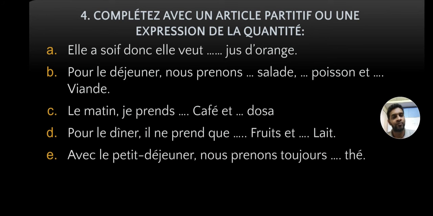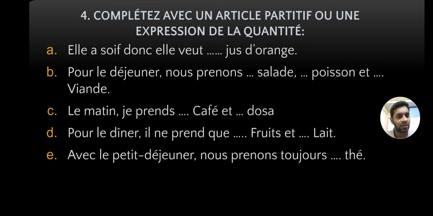So the last but one: pour le dîner, il ne prend que. Pour le dîner, for the dinner, he takes only. We already saw this in the previous exercise. Il ne prend que, he takes only fruits et dash lait. Fruits, it's fruits, and lait means milk.